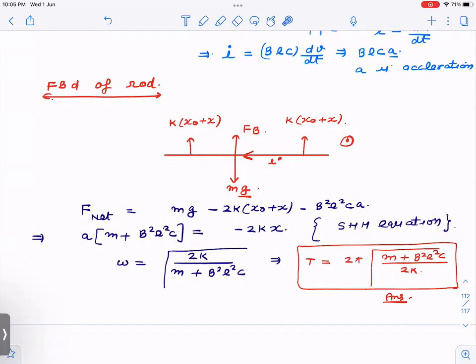This is the question. It's a very, very important question. It's a typical JEE Advanced type question. A little bit modified question can come in JEE Advanced.